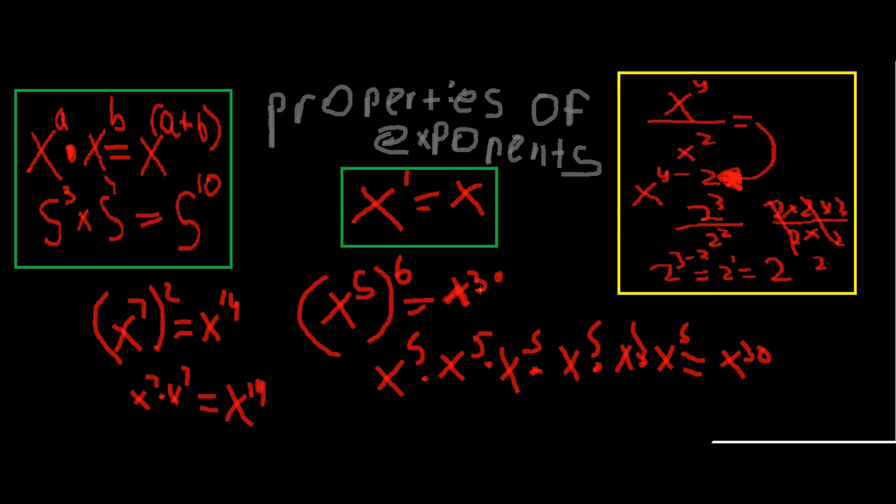Obviously, as I said before, if this was a 20, you wouldn't want to write out all of those things. So it's useful to know that if you have some base to some power, if you have x to the a, and then you have all of that to the b power, that means it'll be x to the a times b power.